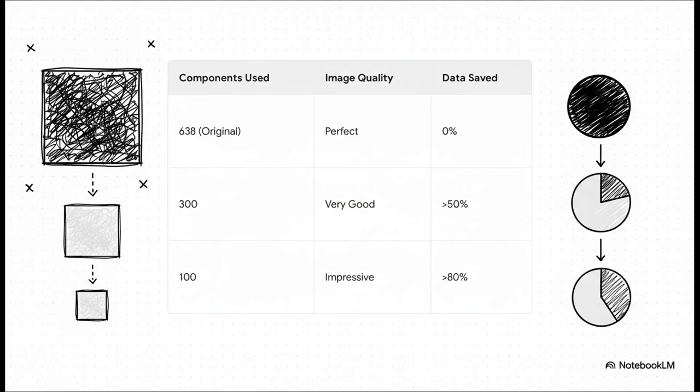And here is that trade-off in action. The original image, using all 638 of its components, is perfect. But get this, if we chop that down to just 300 components, we save over half the data, and the quality is still very good. And if we go even further, down to just 100 components, you're saving over 80% of the data for a result that is still incredibly impressive. SVD is what lets us make that smart choice, keeping the essential information and just tossing the rest.